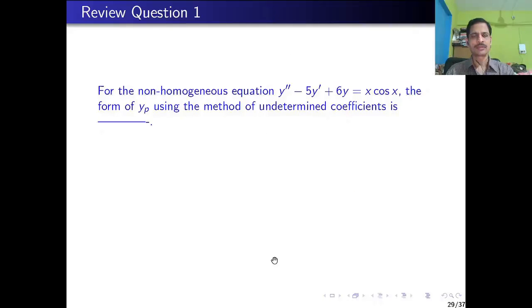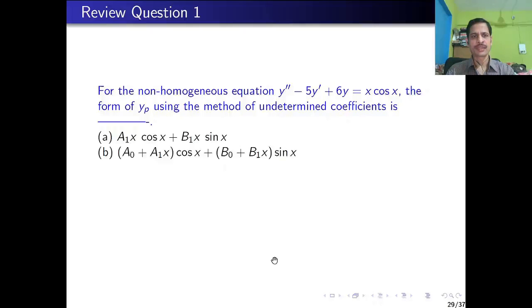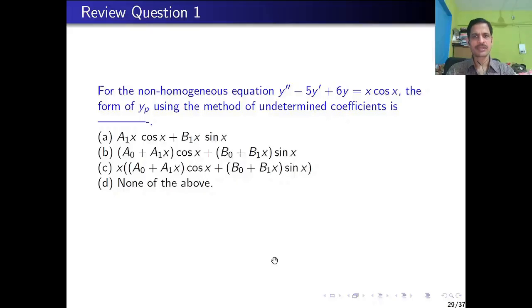Here are some review questions. For a non-homogeneous equation y double prime minus 5y prime plus 6y equal to x cos x, the form of particular solution yp using the method of undetermined coefficients is dash. Here are 4 options. You can pause the video and find out the solution.